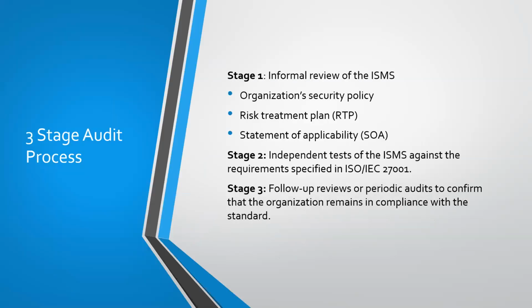The ISO 27001 certification, like other ISO management system certifications, usually involves a 3-stage audit process. Stage 1 is an informal review of the ISMS that includes checking the existence and completeness of key documents such as the organization's security policy, the risk treatment plan, and the statement of applicability. Then stage 2 goes into independent tests of the ISMS against the requirements specified in the ISO 27001.